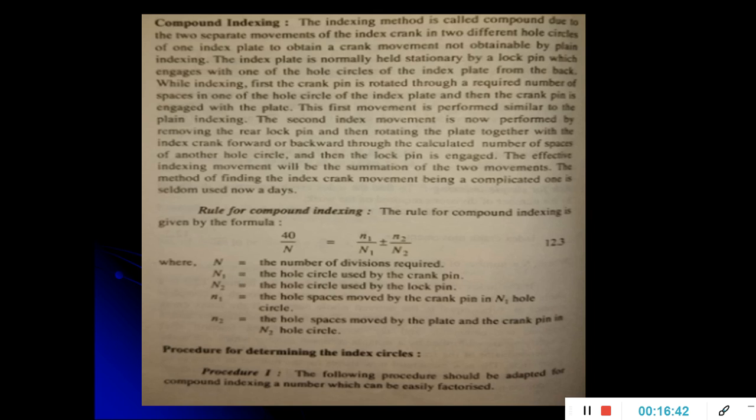Again, I will explain briefly here. Compound indexing is another method of indexing. Here two separate movements are done. One is the crank is moved, and the next is the crank along with the plate is moved. Compound indexing is used whenever the number of teeth is more than 40, when it is not possible with simple indexing.